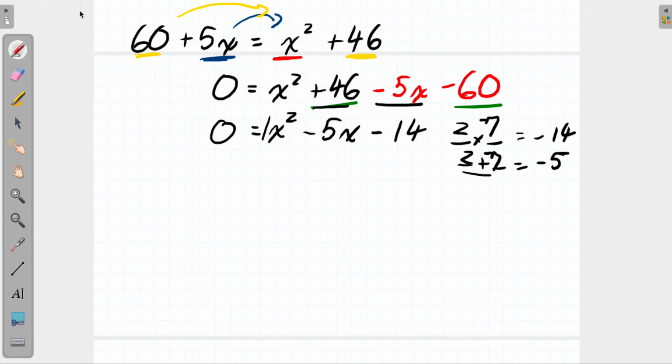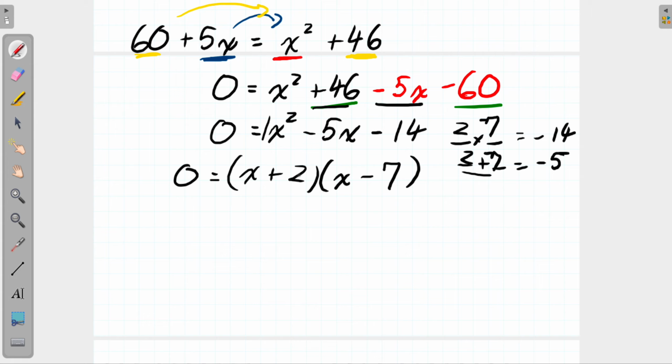If you're familiar with your factoring here, we don't even have to go through decomposition. Since the a value is 1, we know that we're going to have an x as the first term in both. And one of the values will be positive 2, and the other value is going to be negative 7. So we've kind of sped up the factoring there because the a value was a 1. It's like a shortcut for it.